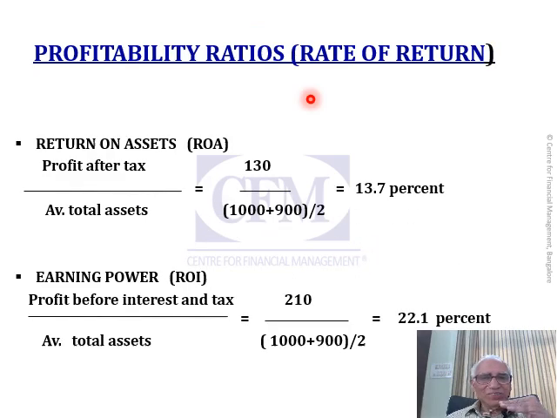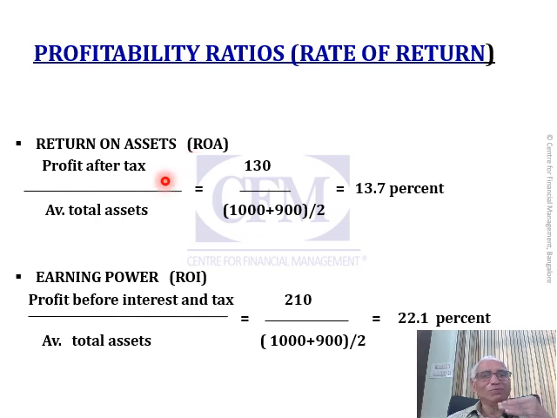Rate of return measures are considered as overall measures of corporate performance. There are several rate of return measures. The important ones are return on assets, earning power, return on capital employed, and return on equity. Return on assets is defined as profit after tax divided by average total assets. For Horizon Limited, profit after tax is 130 million, average total assets is 950 million, so return on assets is 13.7%. Though widely used, this measure is internally inconsistent.